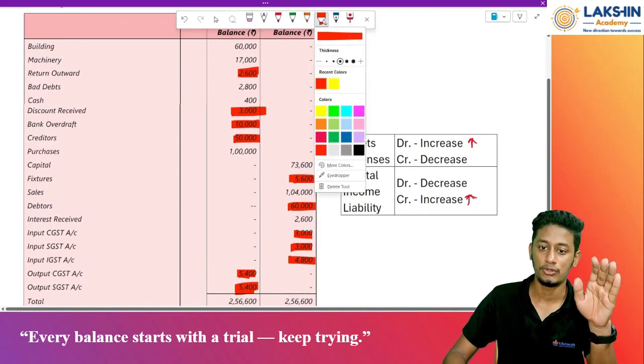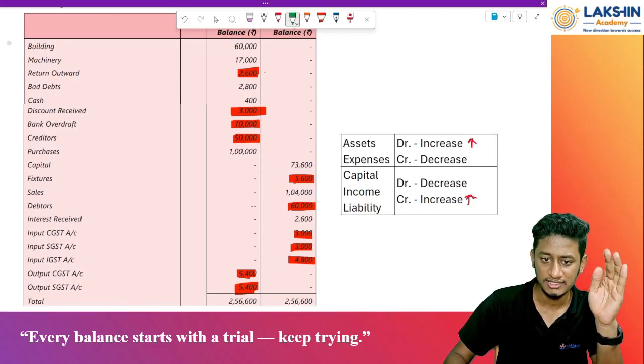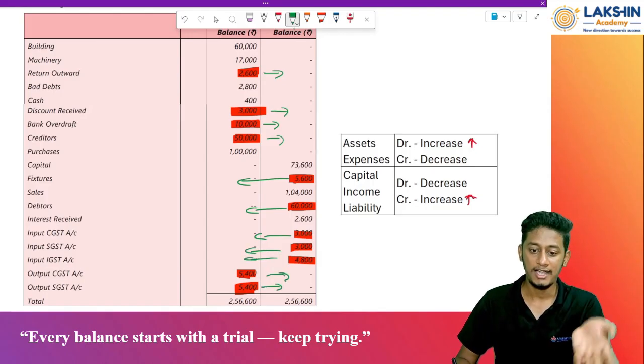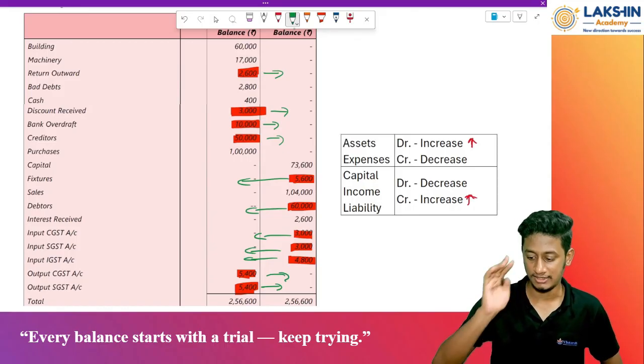Now what you need to do is sit and just change the sides. Take these amounts on the credit side. Take these amounts on the debit side. All these wrong ones on the debit side, here on the credit side. And make a total of it, and see if it tallies.